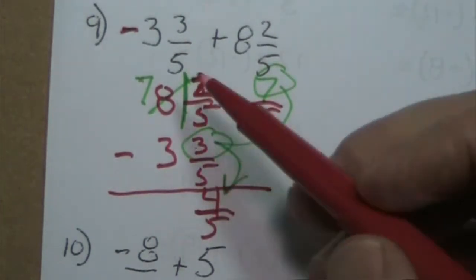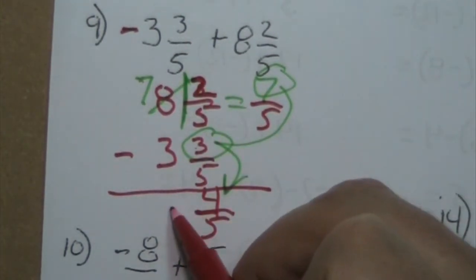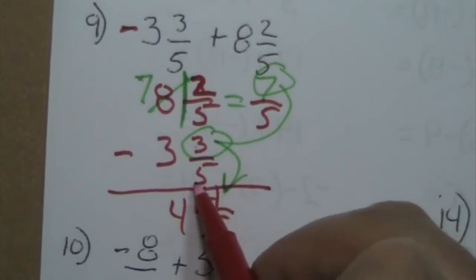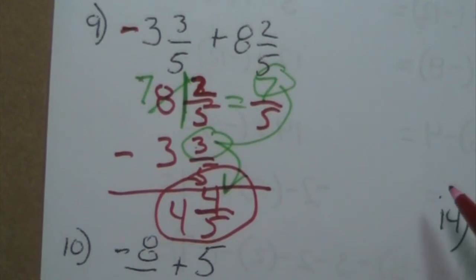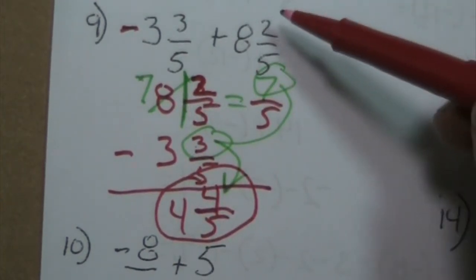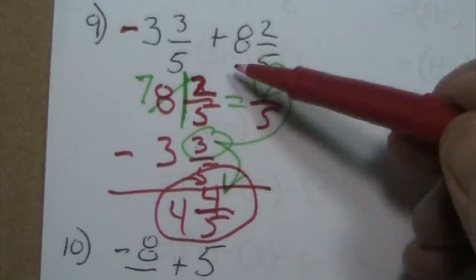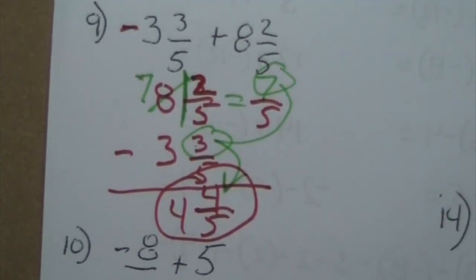Okay, so that's the fraction part. 7 minus 3 is 4. So the answer is, again, it's more positive here. It's 4 and 4/5. You could do this many ways. Some people might find this a little more difficult, but this is the method I find works well.